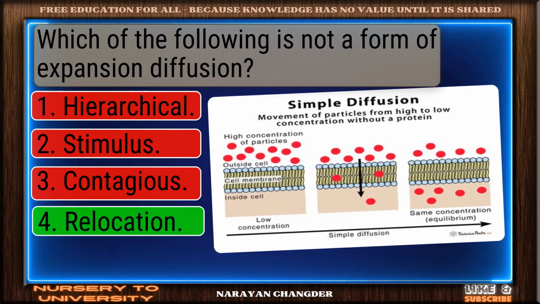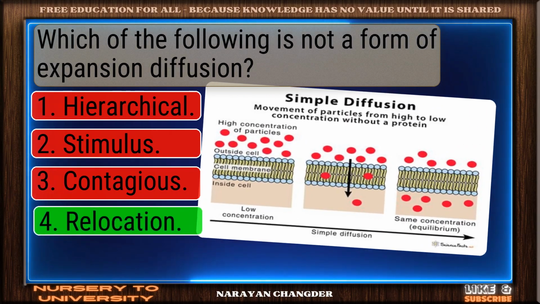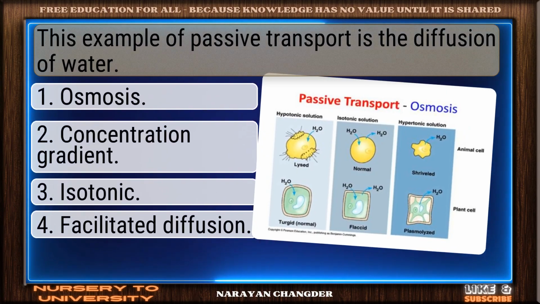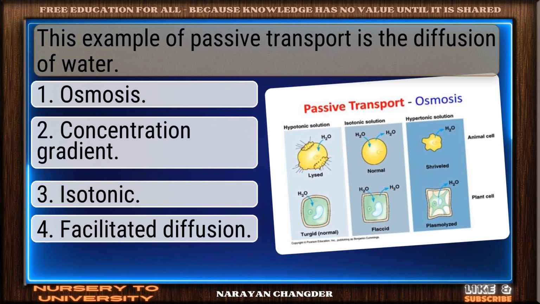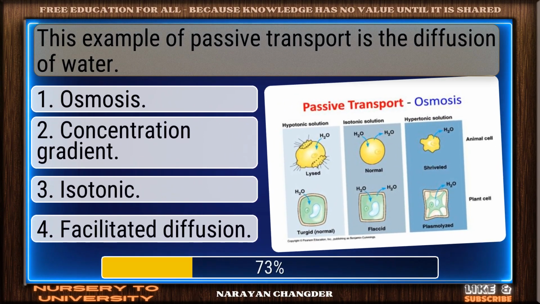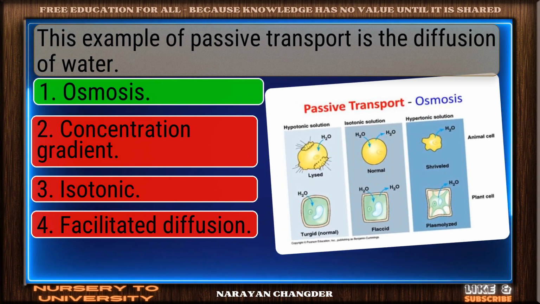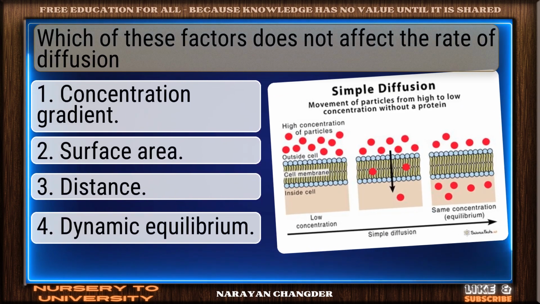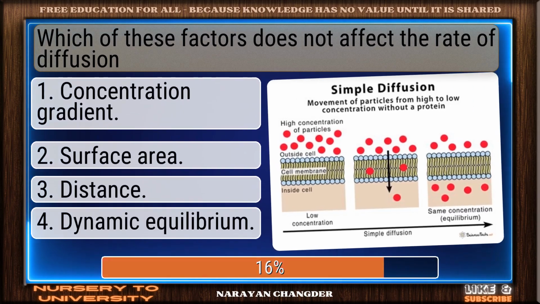Well done. Relocation is the right choice. This example of passive transport is the diffusion of water. You chose osmosis, and it is correct. Which of these factors does not affect the rate of diffusion?